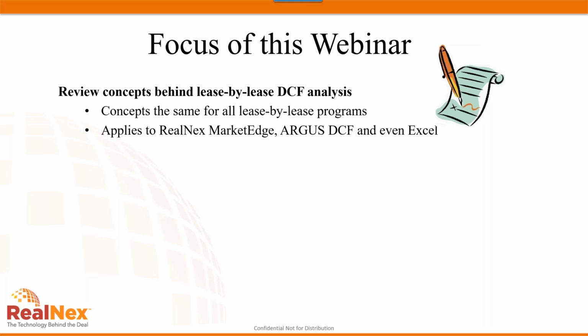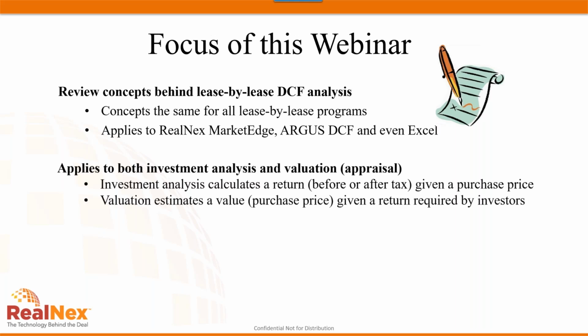The concepts are the same for all lease by lease programs, whether you're using Argus or Real Next Market Edge or some other program, or even if you're using Excel. As I alluded to before, it applies both to investment analysis and valuation or appraisal. Investment analysis is calculating a return given a purchase price. You could also use the program to have development rather than a purchase price. We're not going to talk about that today.